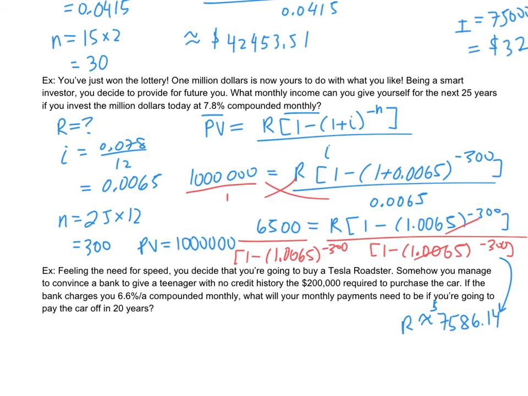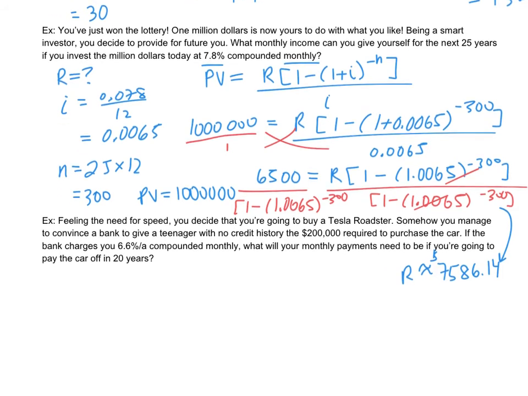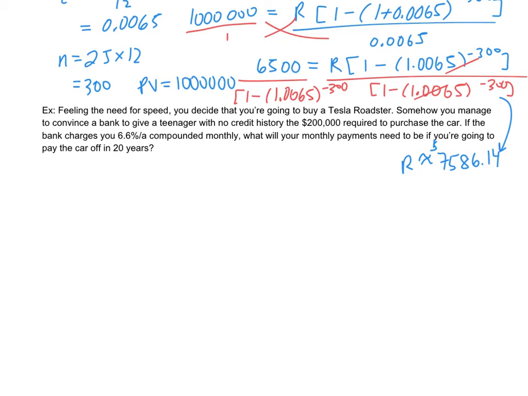All right, let's go to our final question here. Feeling the need for speed, you decide that you're going to buy a Tesla Roadster. Somehow, you manage to convince a bank to give a teenager with no credit history the $200,000 required to purchase the car. If the bank charges you 6.6% per annum compounded monthly, what will your monthly payments need to be if you're going to pay the car off in 20 years?